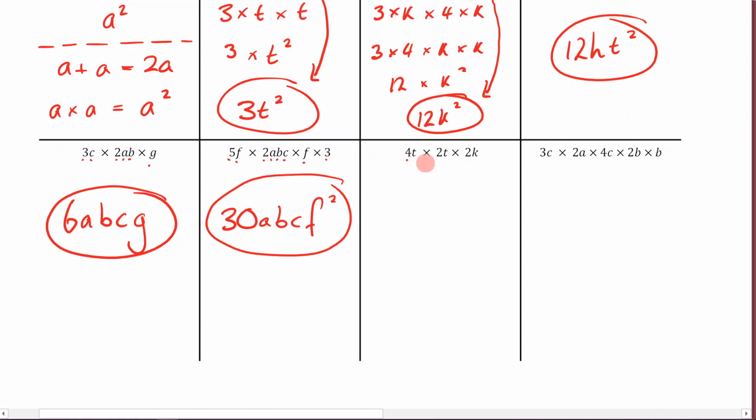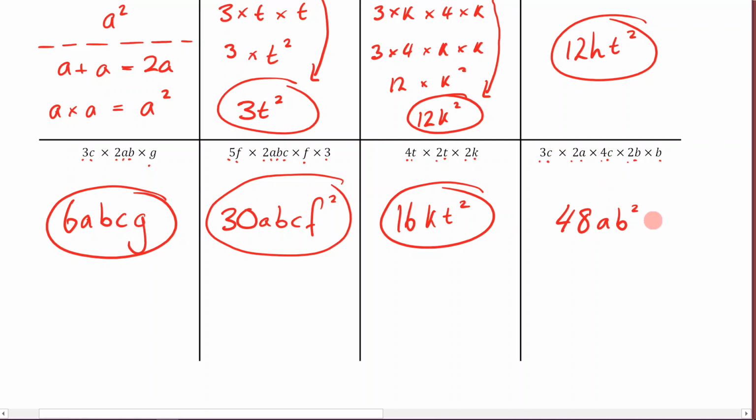Let's come here. I have 4 times 2, which is 8. 8 times 2 is 16. I then have 1k, and I have 2 t's, t squared. Let's now come here. I have 3 times 2, which is 6. 6 times 4, which is 24. And 24 times 2, which is 48. So I just multiplied my numbers together. Now I have 1a, I have 2 b's, and I have 2 c's. So that is going to be my answer.